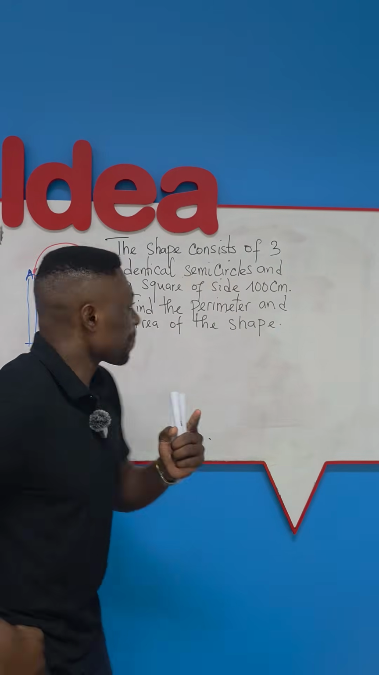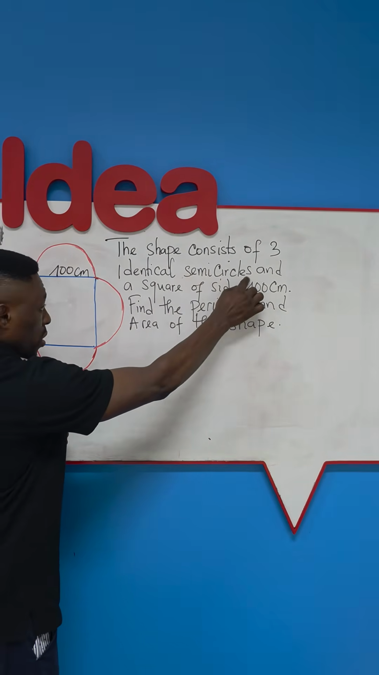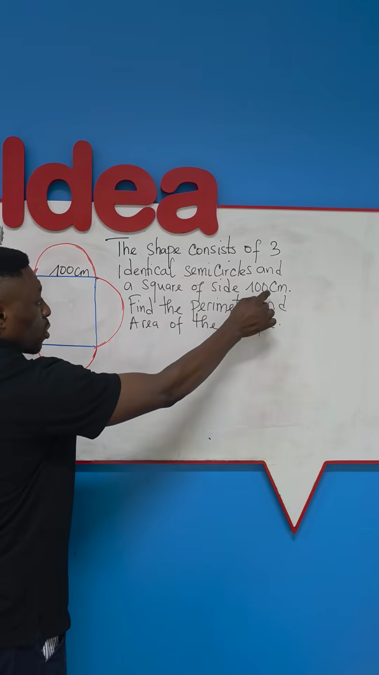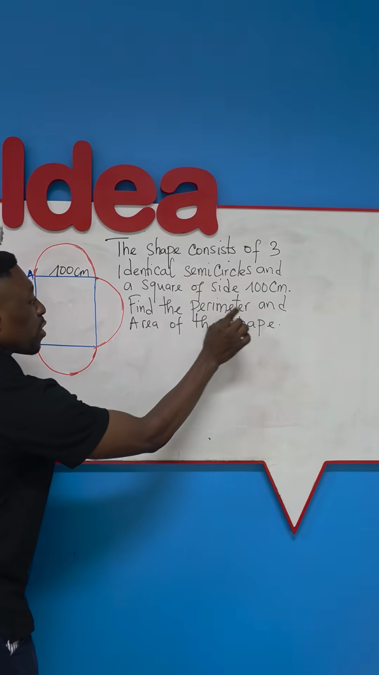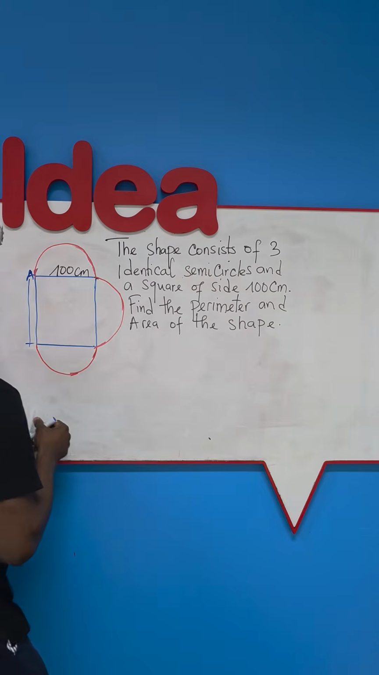The shape consists of three identical semicircles and a square of side 100 cm. Find the perimeter and the area of the shape. Follow me, dear friends. Solution.